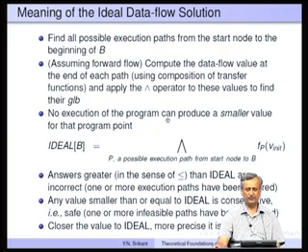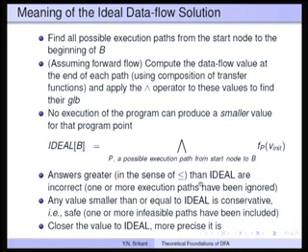So, no execution of the program can produce a smaller value for that program point, that is the input of B in this case, because we have considered all the execution paths. So, there is nothing else that can be possible. If we had considered only one of the execution paths, then maybe the other one would have produced a smaller value, but now we have looked at all execution paths and taken their meet. Any answer which is greater, in the sense of the less than or equal to partial order, than this ideal value is incorrect. One or more execution paths have been ignored in this case.